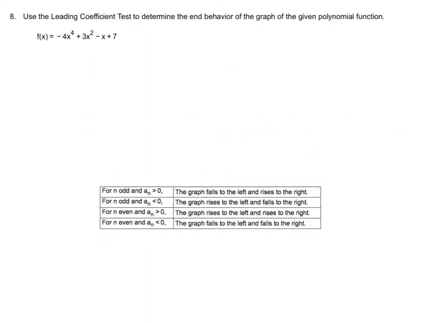Use the leading coefficient test to determine the end behavior of the graph of the given polynomial function. We have negative 4x to the 4th plus 3x squared minus x plus 7. In order to use the leading coefficient test, we first want to list the leading term. The leading term is the term that has the highest exponent. So that's going to be negative 4x to the 4th.